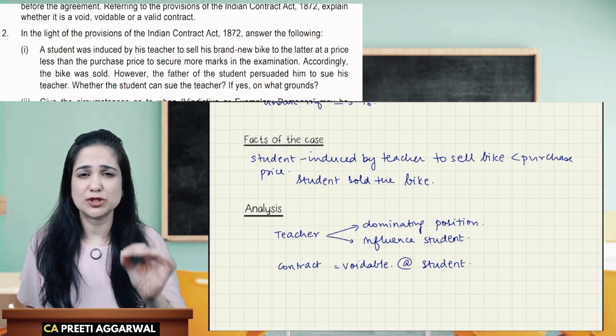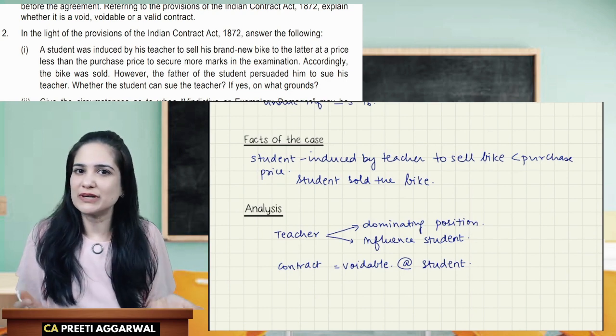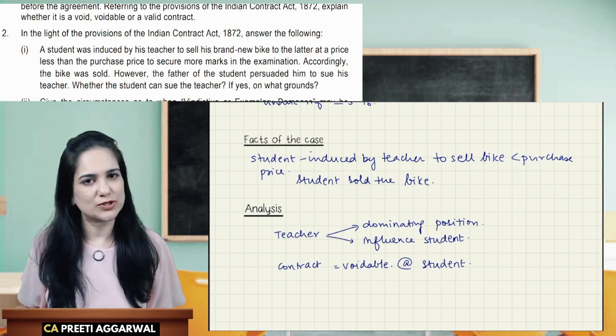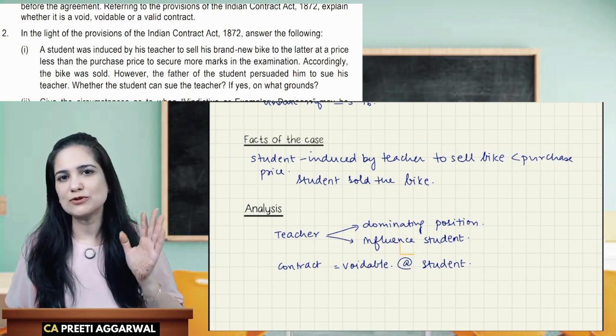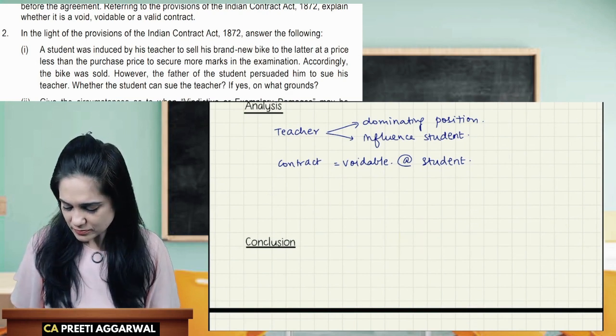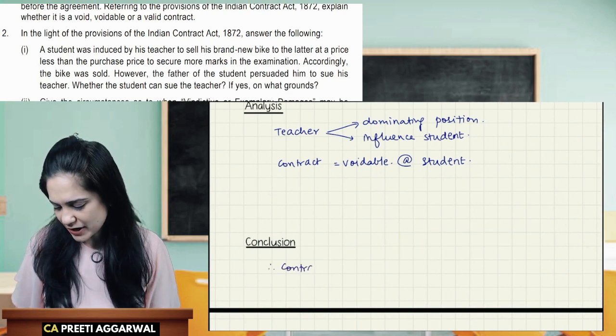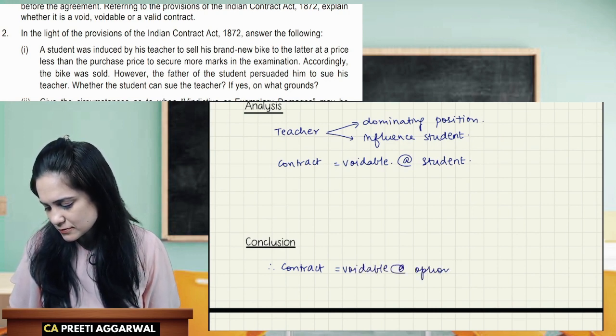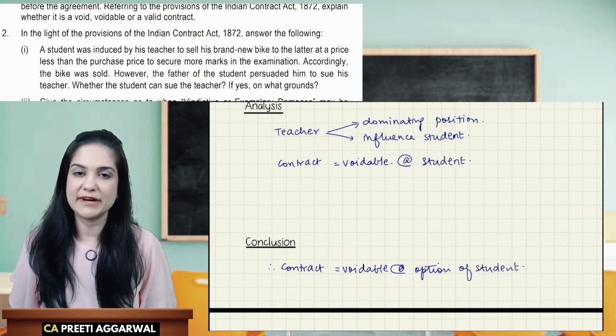The teacher is in the position to influence the student. So the student is the aggrieved party. The contract is voidable at the option of the student. So that is your solution. In conclusion also, you will mostly write the same thing only. You will write over here, therefore, the contract is voidable at the option of the student and he should be advised accordingly.